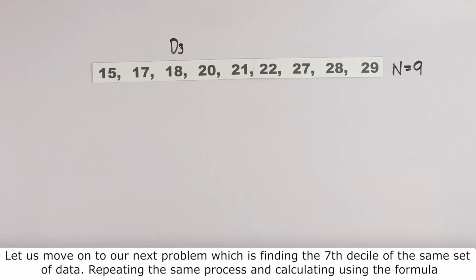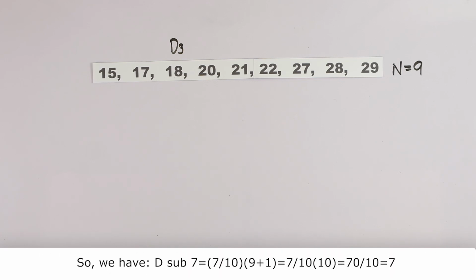Let us move on to our next problem, which is finding the 7th decile of the same set of the data, repeating the same process and calculating using the same formula. So in the given set of data 15, 17, 18, 20, 21, 22, 27, 28, and 29, our n is also equal to 9.